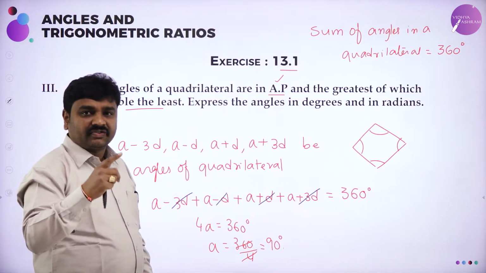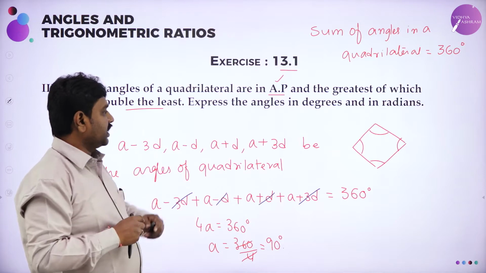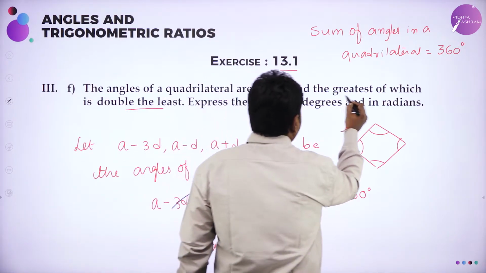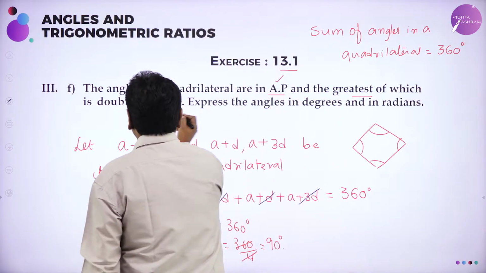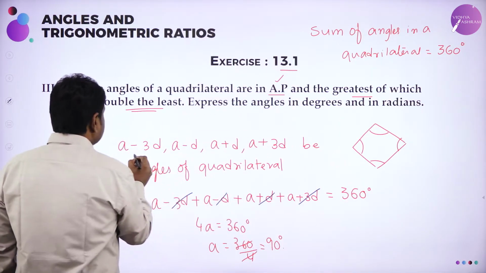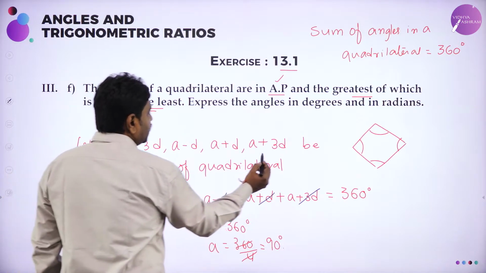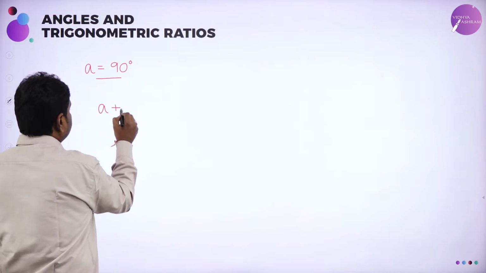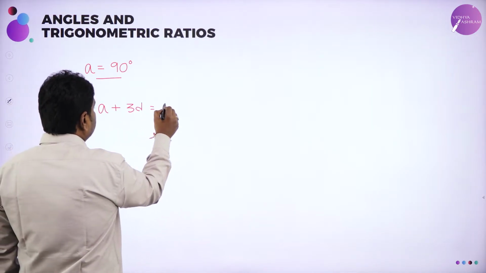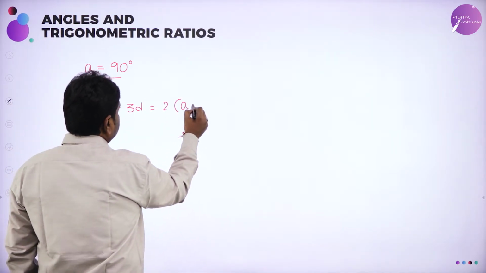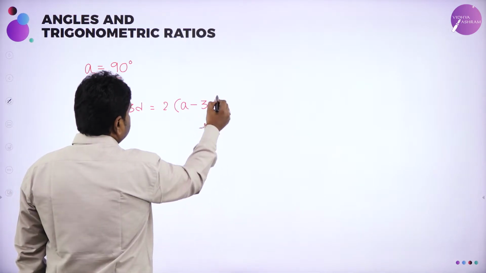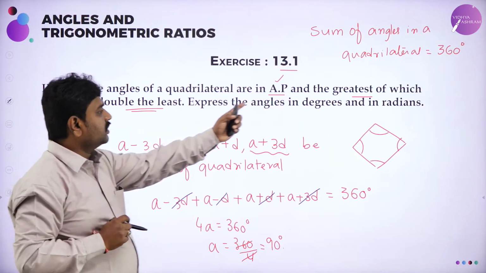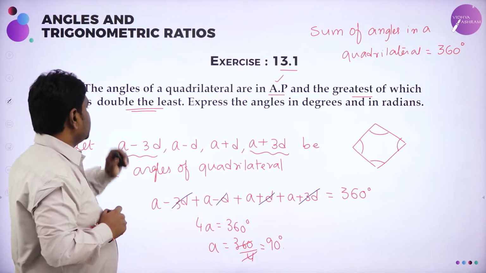Now further we need to find d to find all the angles. For that they gave another hint. What is that? The greatest of which is double the least. See here, dear students, least is a minus 3d, greatest is a plus 3d. So they gave greatest means what? a plus 3d is double. Double means what? 2 times least a minus 3d. So this is given. So they gave a statement. For that statement, write the equation. What is the statement they give? Greatest of which is double the least.